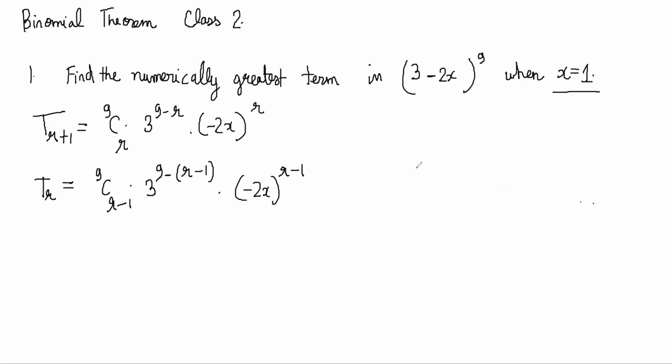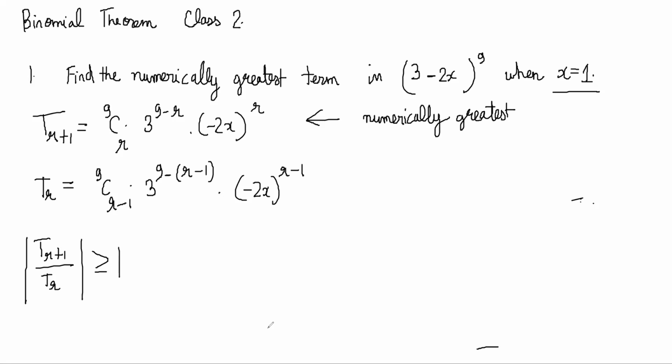So let's say this term is the numerically greatest term. Then what we know basically is that mod of tr plus 1 by tr is greater than or equal to 1, because then only it is numerically greatest. Mod has to be put because it is greatest, so the value of it has to be higher, right? This term by its previous term must be greater than 1, the ratio. Correct.